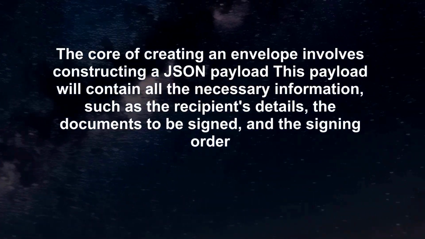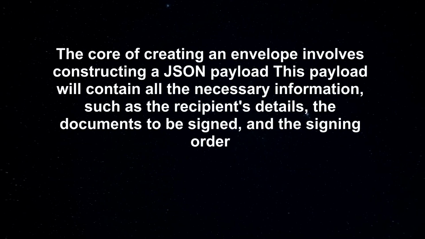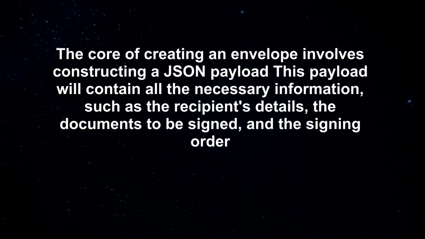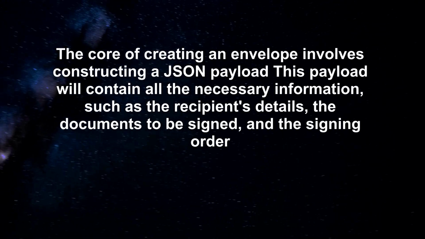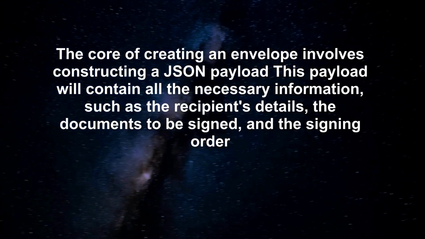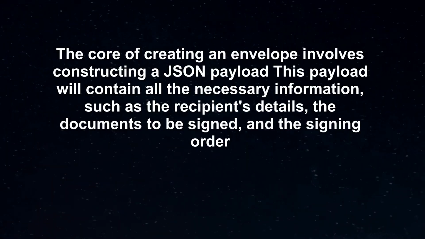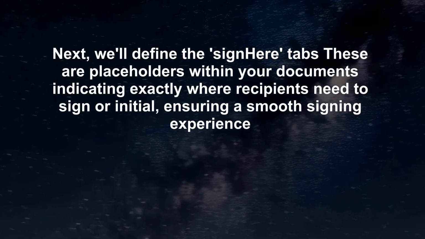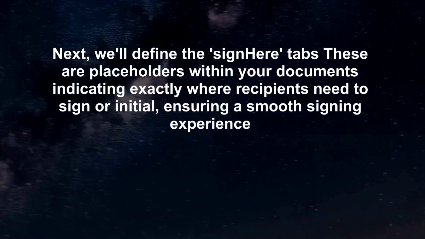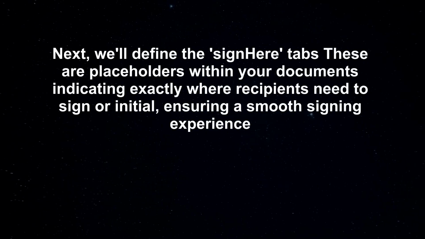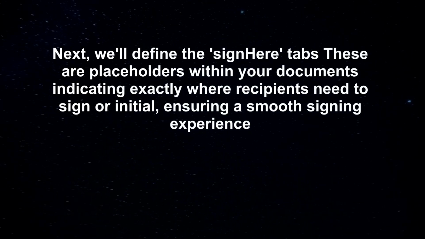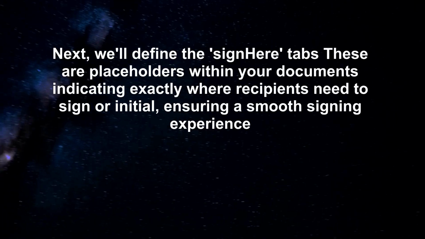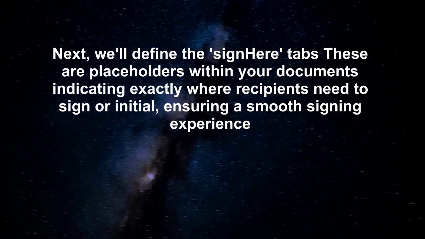The core of creating an envelope involves constructing a JSON payload. This payload will contain all the necessary information, such as the recipient's details, the documents to be signed, and the signing order. Next, we'll define the signHere tabs. These are placeholders within your documents indicating exactly where recipients need to sign or initial, ensuring a smooth signing experience.